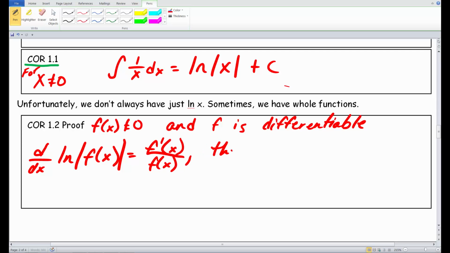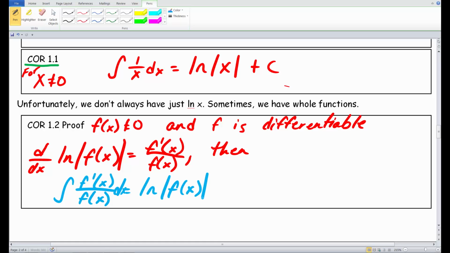Then we'll change colors, indicating that this is actually the corollary part, the stuff that we're going to use more this chapter. Then the antiderivative, or the integral of f prime of x divided by f of x dx, is equal to the natural log of the absolute value of that function, f of x, plus some constant. So again, it's pretty much just working backwards. So we were taking the antiderivative of this, well, then it comes out to be this, plus some constant. And again, that's as long as f of x is not equal to 0.